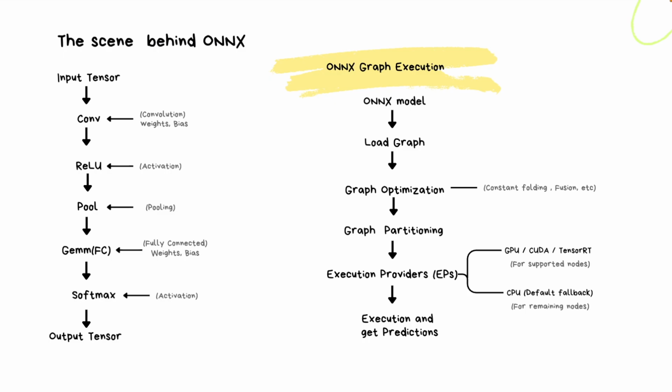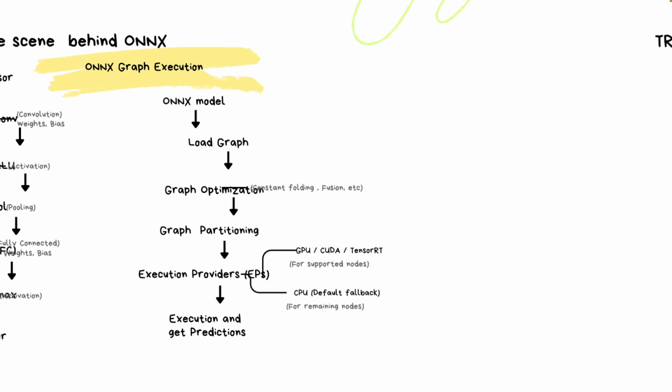ONNX stores a model as something called a computation graph. In this graph, each node represents a mathematical operation such as a convolution, matrix multiplication, or activation function. The arrows show how information flows through the network. By storing the model as a graph rather than framework-specific code, ONNX makes the model portable.